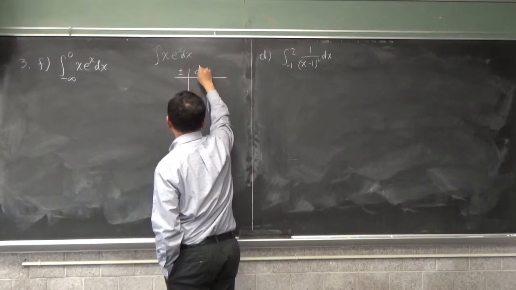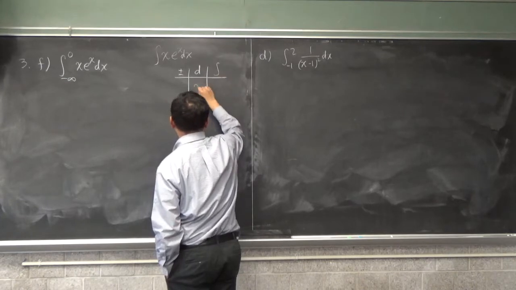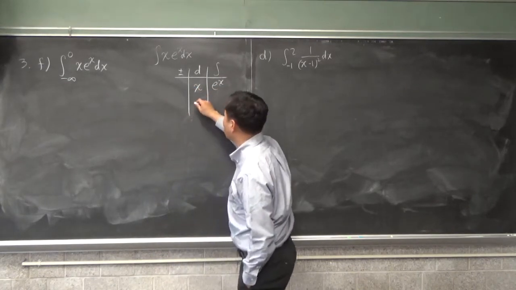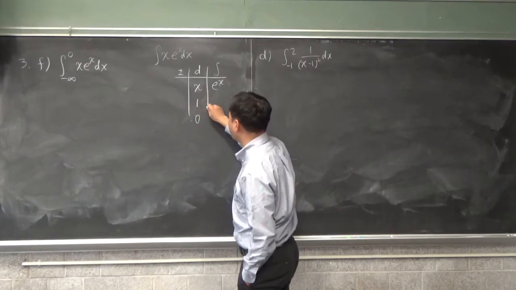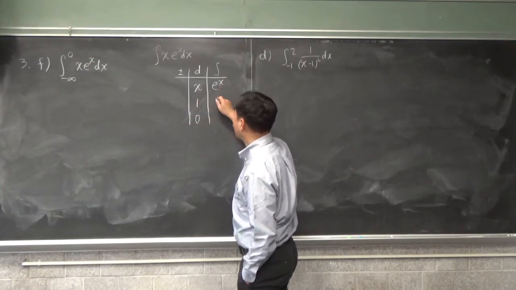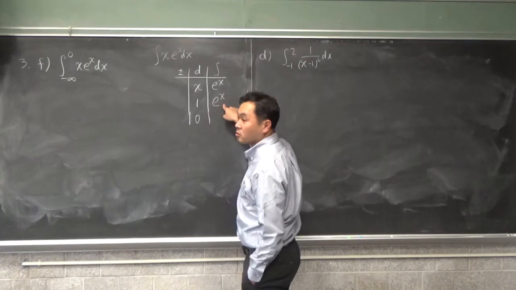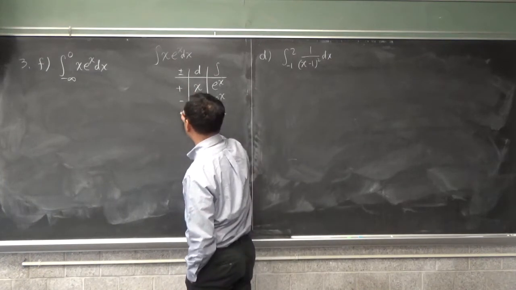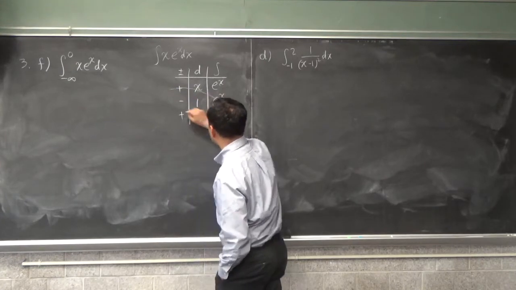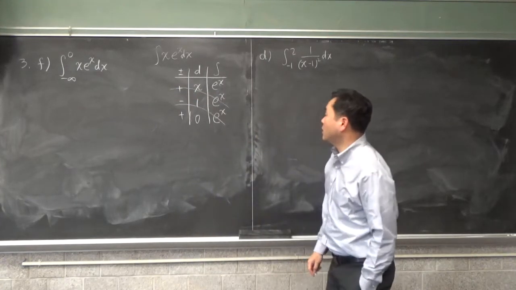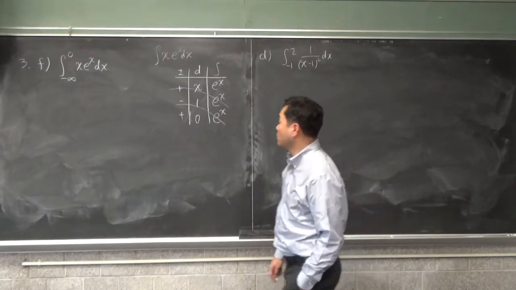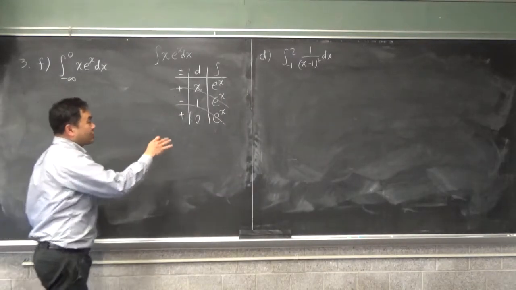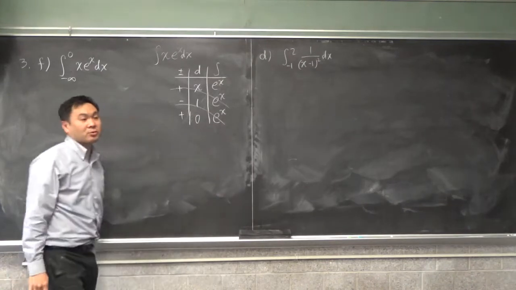Plus minus plus. The integral x goes here, e to the x goes here. x differentiates to 1, 1 differentiates to 0. e to the x integrates to e to the x, and the integral of e to the x is again e to the x. Plus minus plus, go this way, and that gives you the integral of x e to the x minus e to the x plus c.